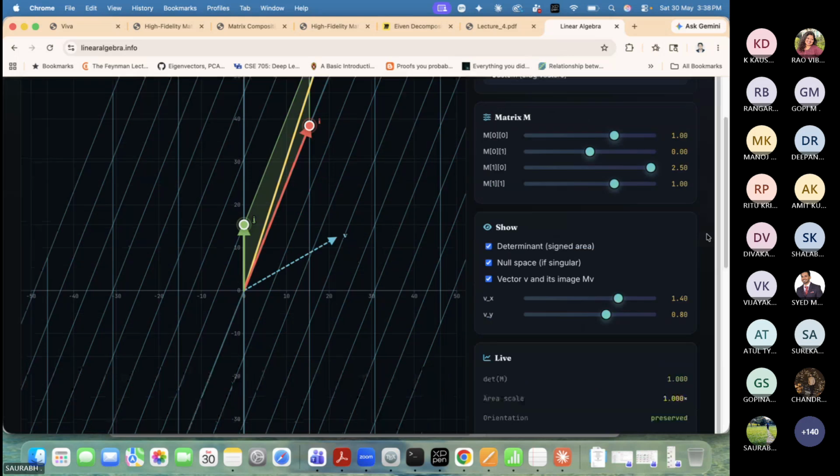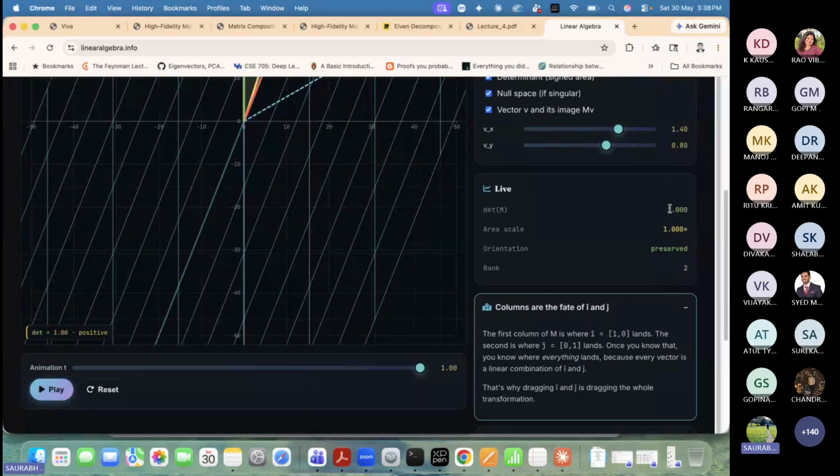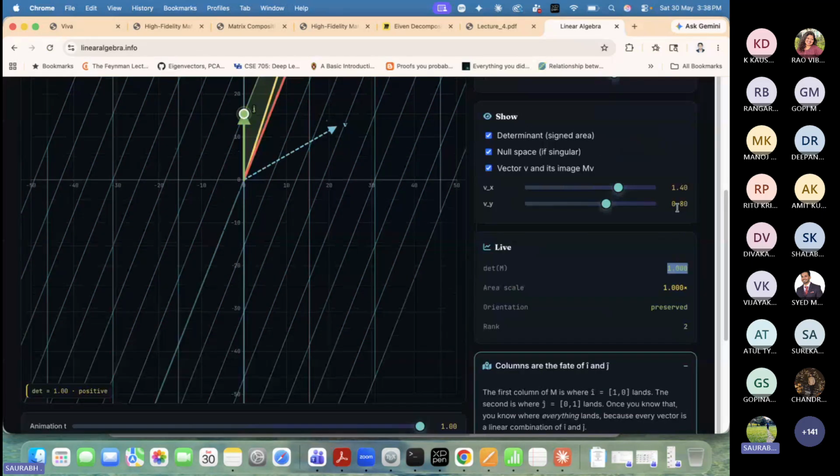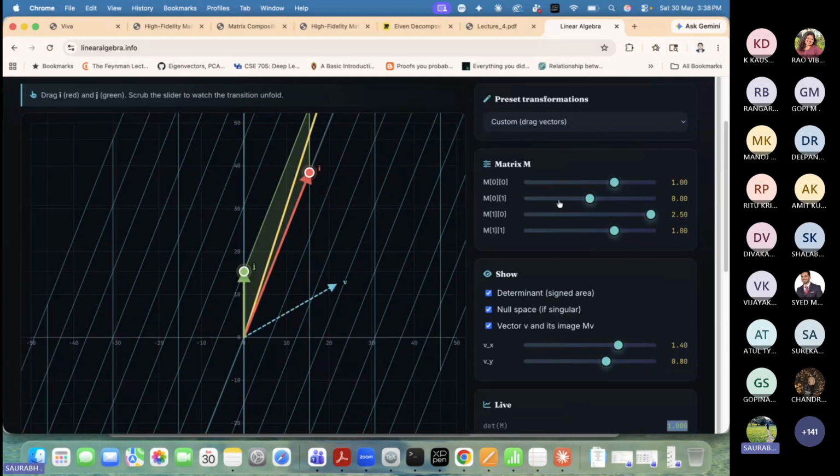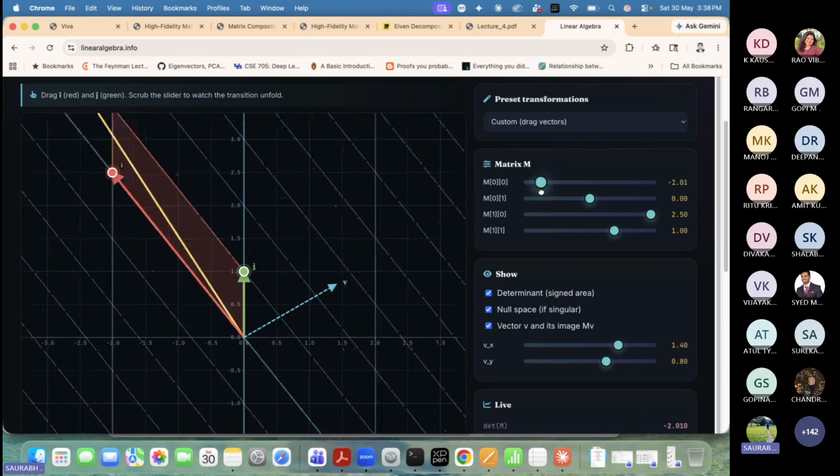Now here you see the determinant value. The determinant value is still 1, which means that whatever is happening, it is not changing the area. There are transformations which are happening, but the area is not changing. But there could be certain transformations like this.